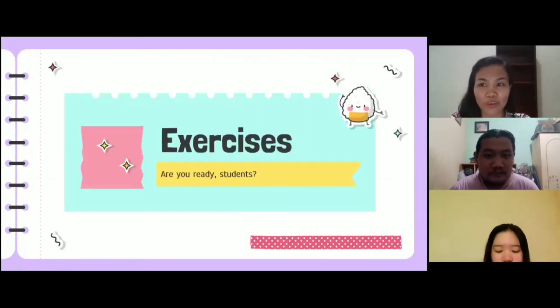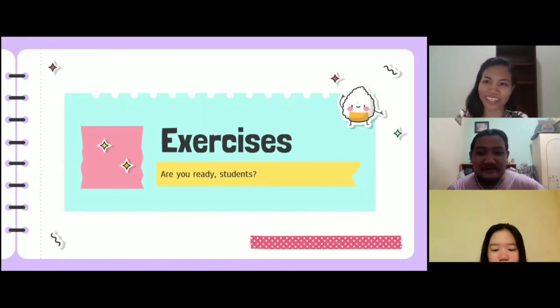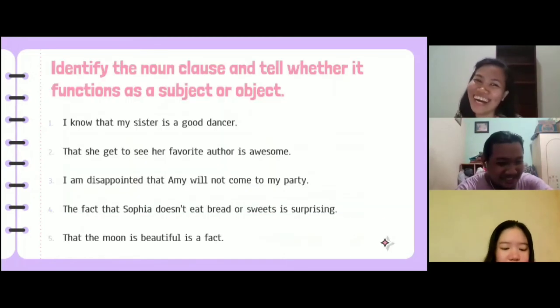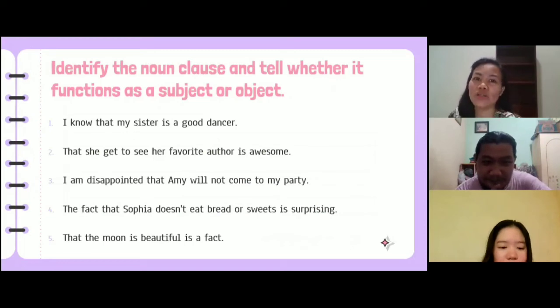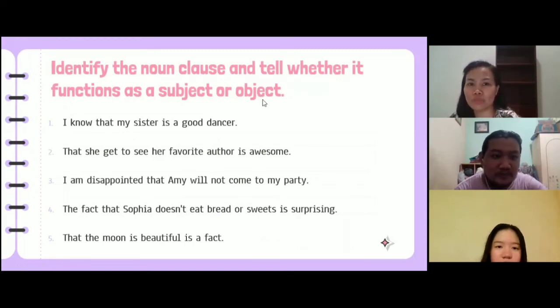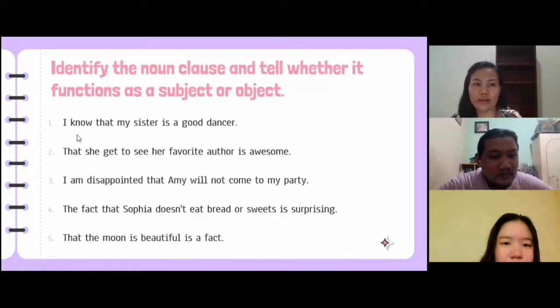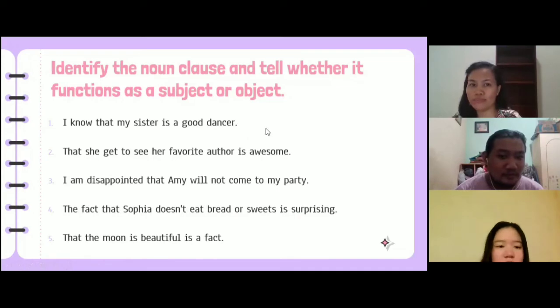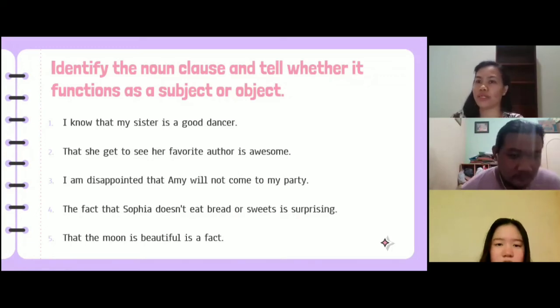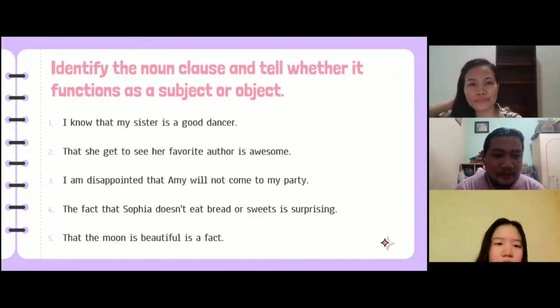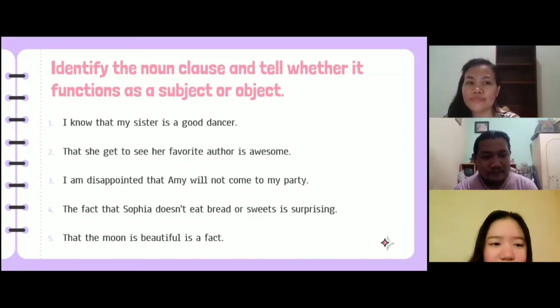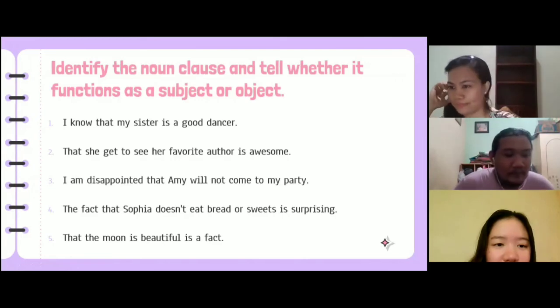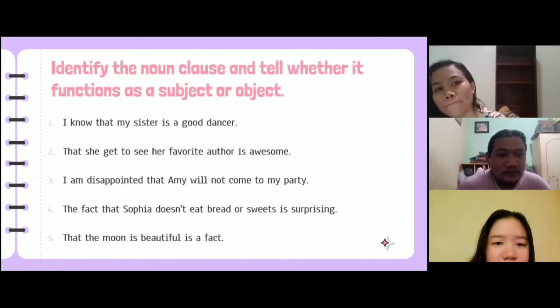Now I think it's time for us to do some exercises. Are you ready? Okay, identify the noun clause and tell whether it functions as a subject or object. For number 1 and number 2, may I call on Chelsea? So we identify first the noun clause and tell whether it functions as a subject or object of the sentence. Yes, Chelsea. I know that my sister is a good dancer.